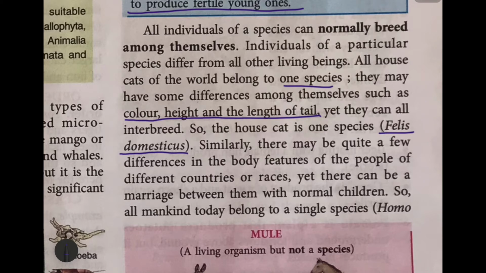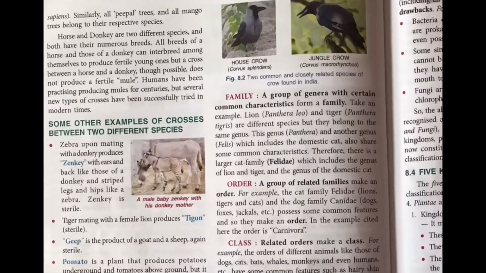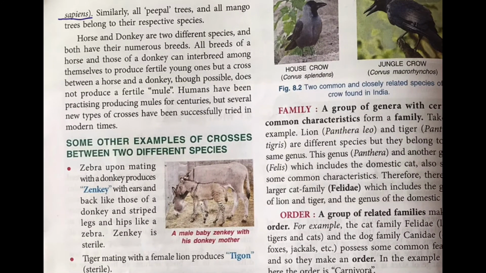Okay, so in the same way, there may be few differences in the body features of the people of different countries or races. Chinese, Africans, Americans, Indians. Even in India, people living in the northeast are different from people living in Punjab. They are different, and they are different from people living in the south or the mid of India. They have different features, but yet anyone can marry amongst themselves and produce children. So all mankind today belong to a single species, and they are known as Homo sapiens. Okay, so Homo sapiens is the scientific name of human beings.